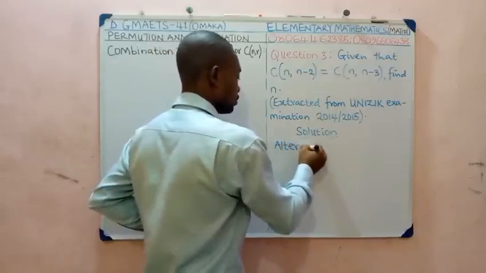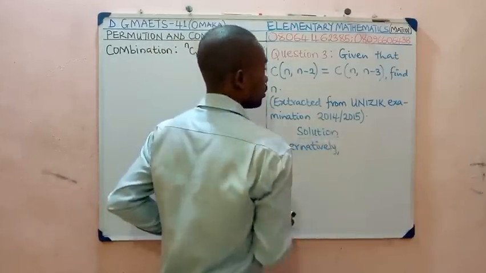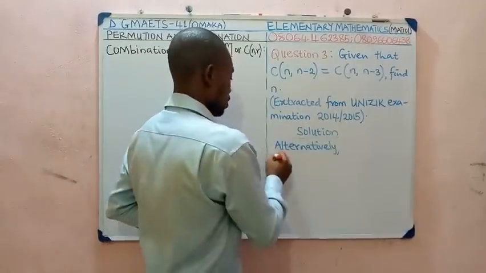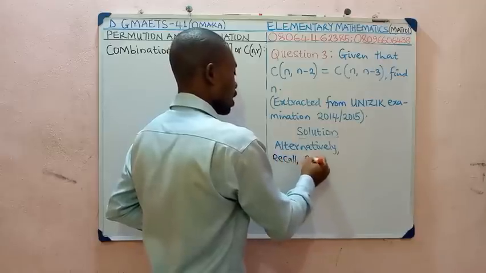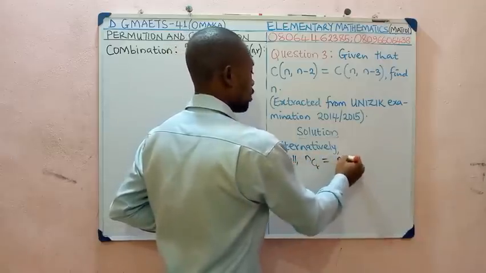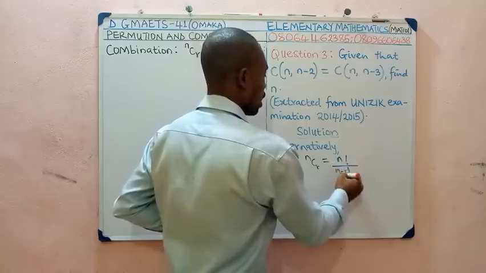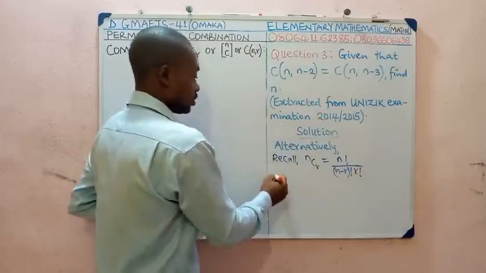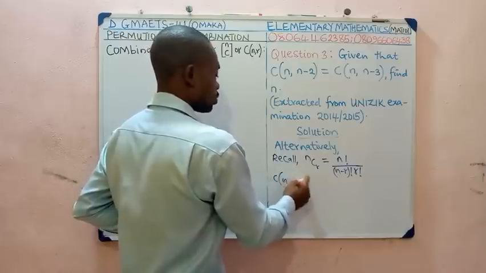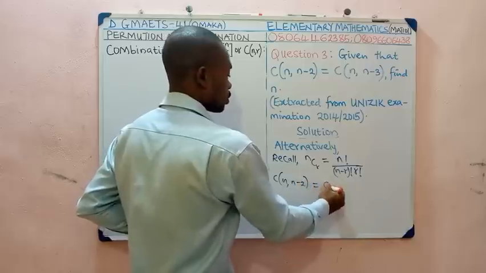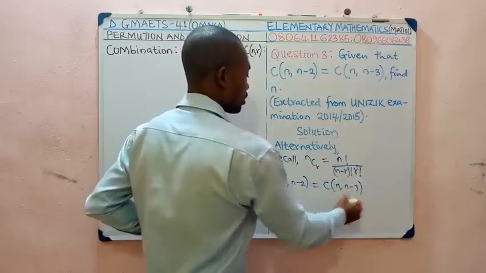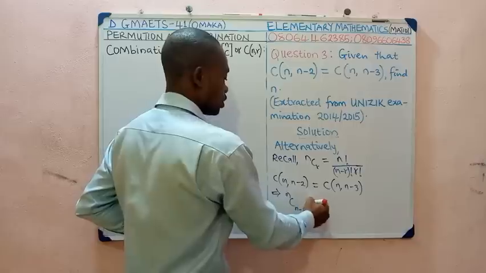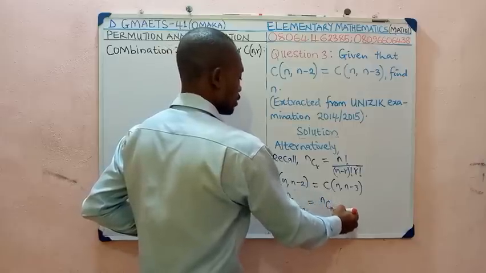Alternatively, using the combination definition, recall n combination R is equal to n factorial divided by n minus R factorial times R factorial. Now, combination n comma n minus 2 equal to combination n comma n minus 3 implies that n combination n minus 2 is equal to n combination n minus 3.